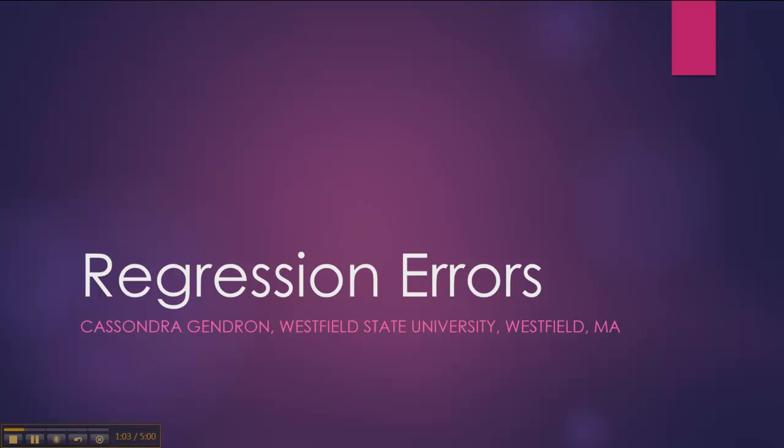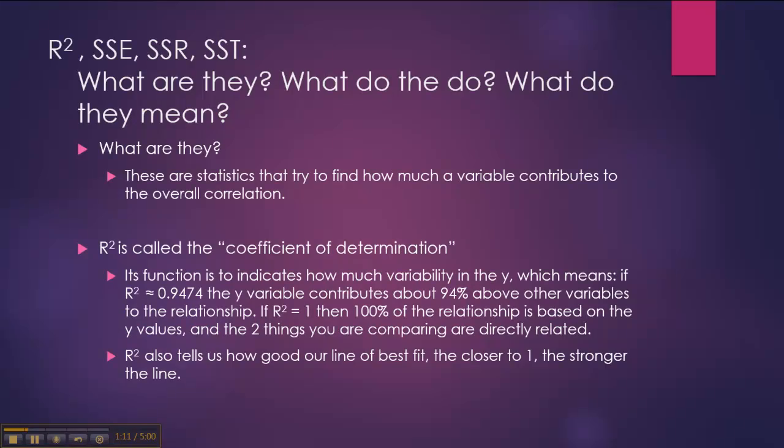For problems 10 through 14, let's just ignore the fact that we have the problems, and I'm going to talk about each one and then relate it to the problem. So R squared, SSE, SSR, and SST, what are they and what do they do? What do they mean? Well, what are they? These are statistics that try to find out how much a variable contributes to the overall correlation.